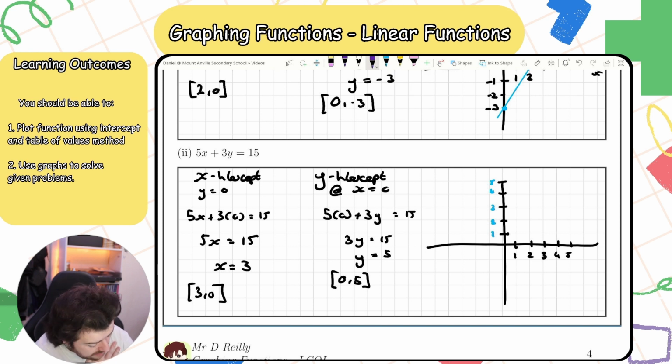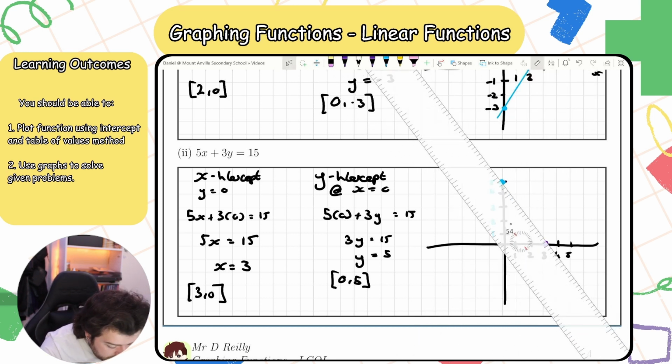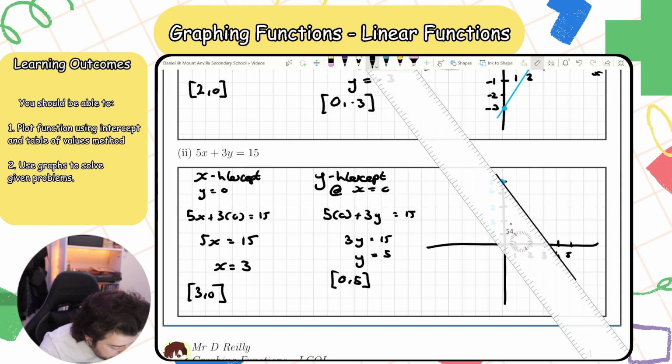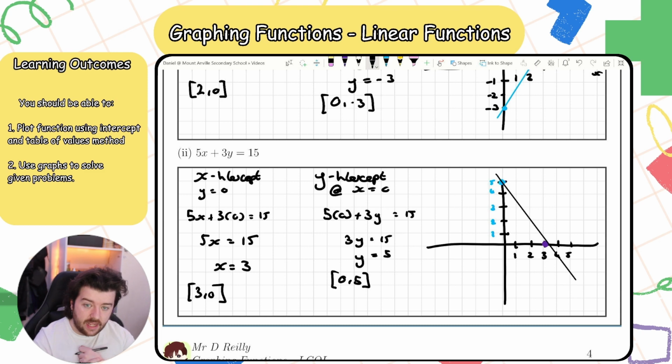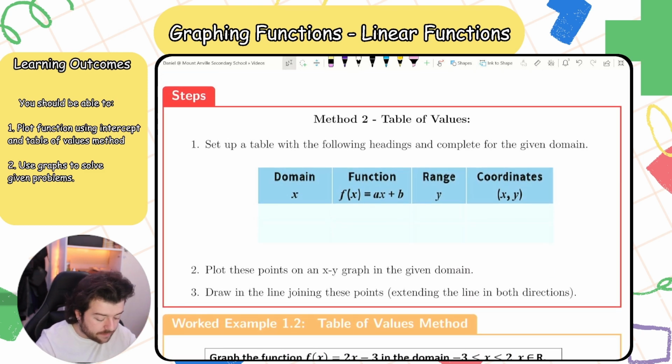So first point, 3, 0. So 3 on my x-axis, 0 on my y-axis. There it is. My next one, 0, 5. 0 on the x-axis, and then 5 on my y-axis. There's my next point. There's my 2 points. Bada boom, bada bing. And then what we do is we just connect them up. There you go. There is my line. Easy peasy, lemon squeezy.